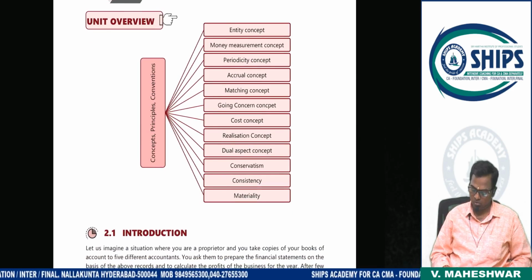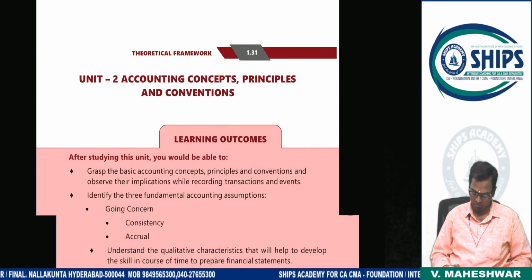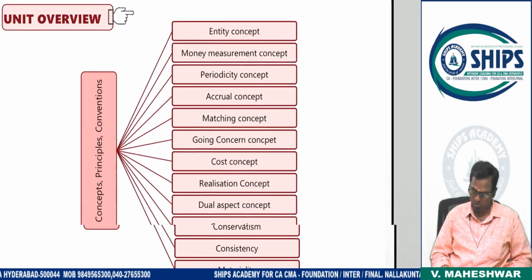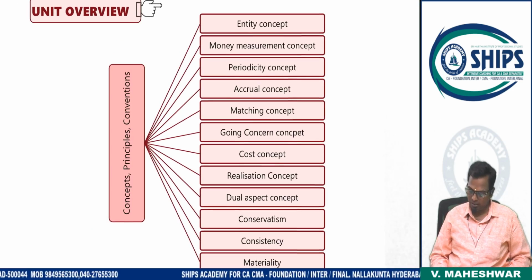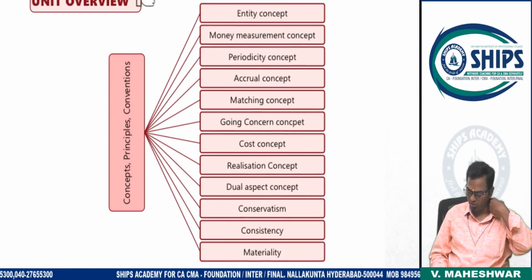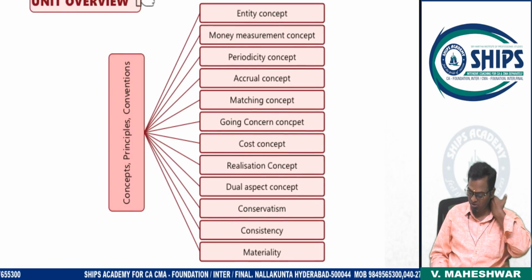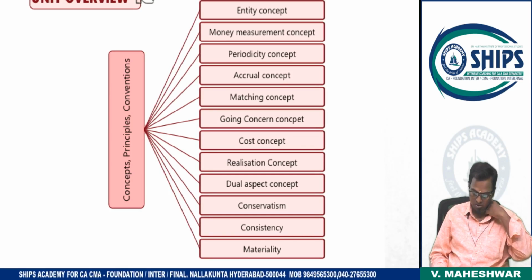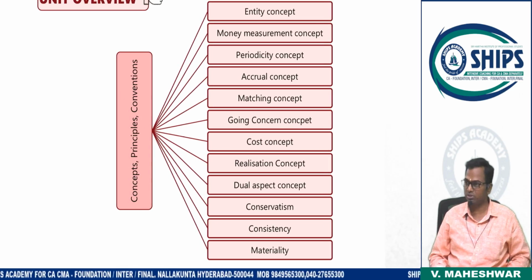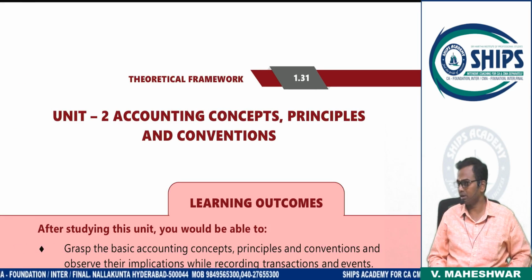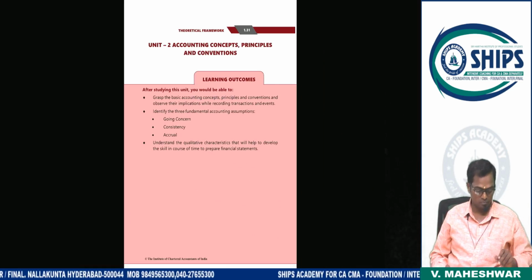This is an overview of the second unit: accounting concepts, principles, and conventions, just to check as a flow chart. Then we have the entity concept, money measurement, periodicity, accrual, matching, going concern, cost concept, realization concept, dual aspect, consistency, materiality. Concepts, principles and conventions. We'll have a session in tomorrow's class. Okay. If you have any doubts in the first part, you can raise and clarify your doubts by tomorrow. Okay.